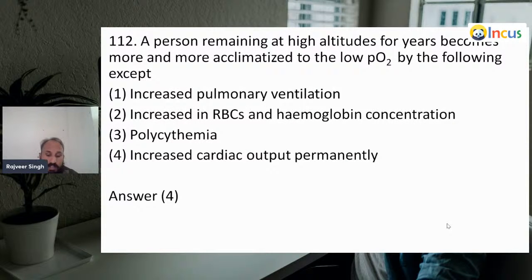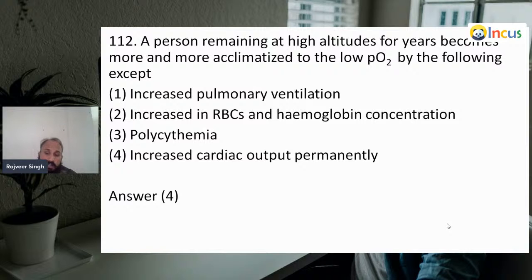Then the next question is about a person remaining at high altitude for a year, becoming more and more acclimatized to the low PO2 by the following, except: increased pulmonary ventilation, increase in RBCs and hemoglobin concentration, polycythemia, increased cardiac output permanently. So the answer will be fourth.